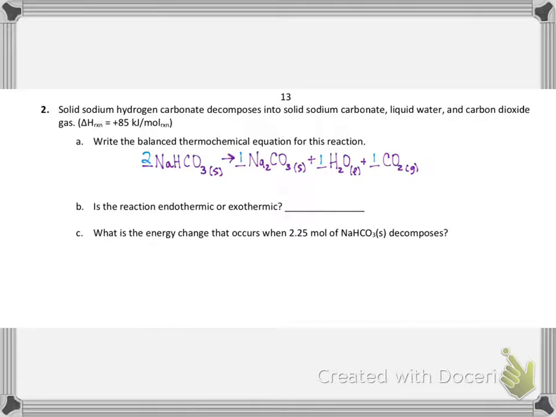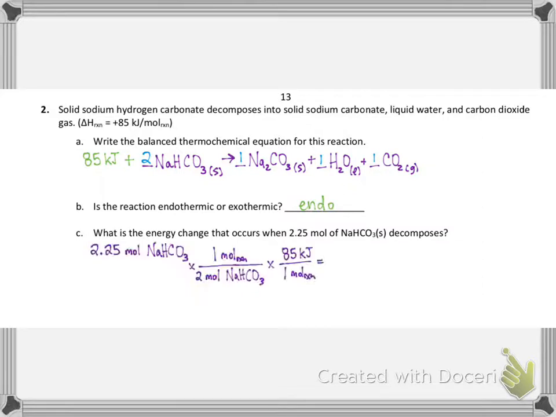As long as you wrote the ionic compounds correctly, balancing wasn't bad. And then this time, we had an endothermic enthalpy, which means the energy change is going to go into the reactants. And then, of course, you do energy stoich to find the energy change that occurs when 2.25 moles of sodium hydrogen carbonate decomposes. Now, crazy story here about the sig figs.